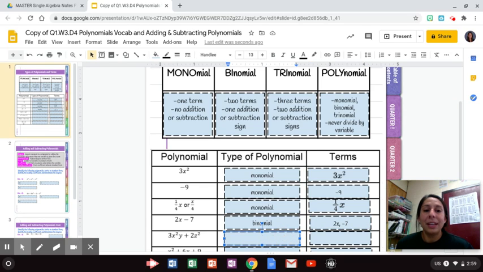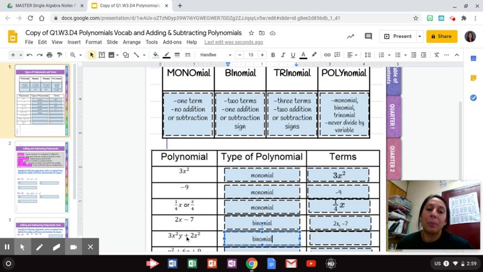The next one, we have two terms that are put together by one addition or subtraction sign. So there's one symbol here. So again, this one is also a binomial. And for our two terms, we have 3x squared y, that's one term, and then 2z squared. So remember, that addition or subtraction sign separates your terms.